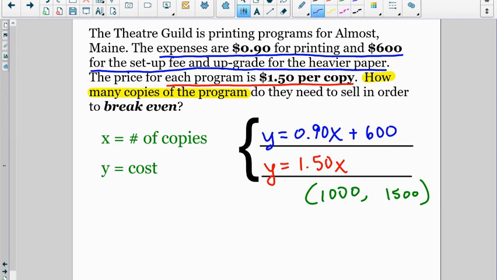So to answer this question, we don't just say the ordered pair 1,000 comma 1,500. We look at how the question is worded. How many copies of the program do they need to sell in order to break even? 1,000 copies. And that's it. It didn't ask us for the amount. It just asked us for how many copies there were.